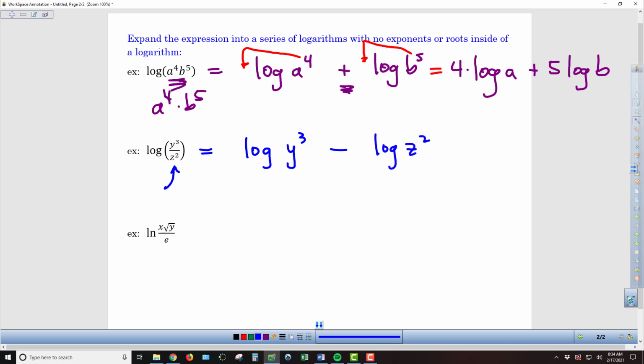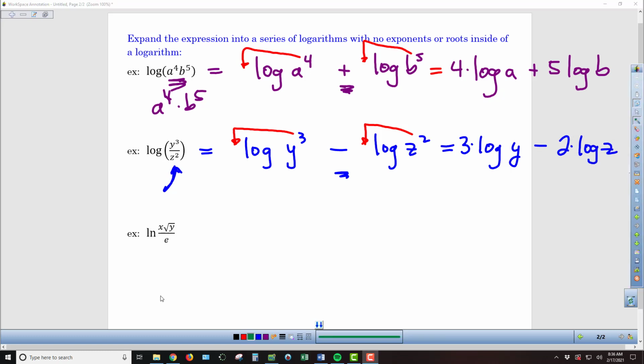So similar to what we did on the previous question, we're going to separate it into two separate logarithms, but we're going to subtract, or whatever's in the denominator ends up negative. And so now we're going to use that log of powers rule to bring these two exponents, the 3 and the 2, as coefficients out front. And so our final result here in the fully expanded form is going to be 3 times the log of y, and then minus 2 times the log of z.